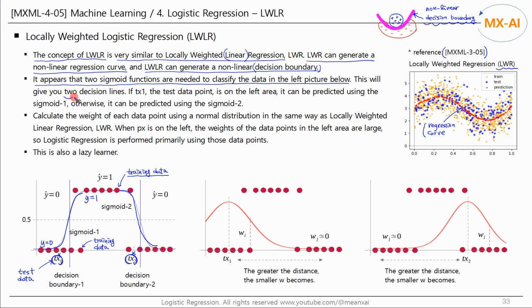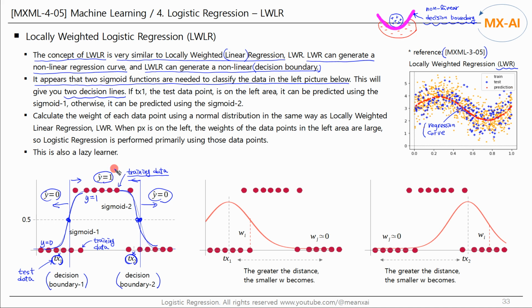This will give us two decision boundaries. There are 2 points where the sigmoid function has a value of 0.5. So we have two decision boundaries like this. The data points outside these decision boundaries are classified as 0. And the data points inside these decision boundaries are classified as 1.